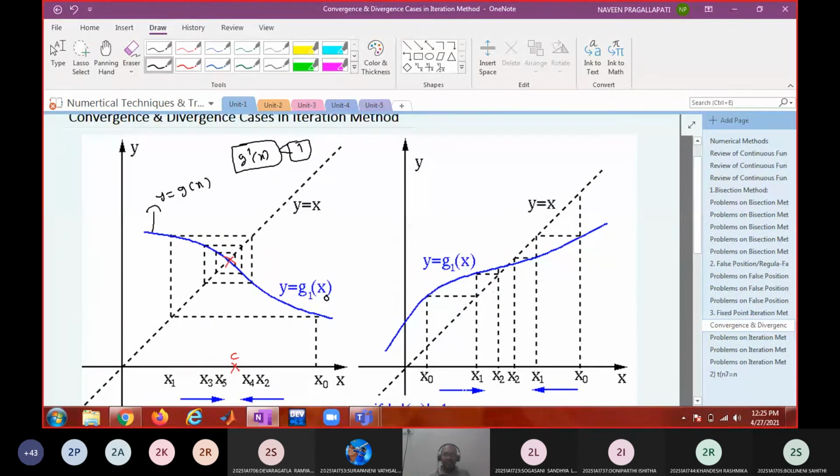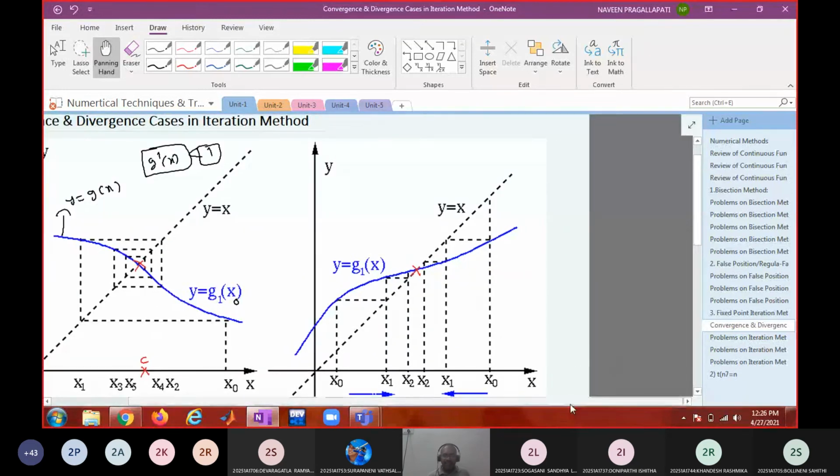You see here, in this case, you start with an initial approximation x naught here. When you substitute x naught in g, you will get x1. When you substitute x1 again in the function, you will get x2. Again substitute x2 in the function, you get x3. Again substitute x3 in the function, you will get x4. So this is the point of intersection. When you start with x naught from the right side, it is giving a convergent sequence like this.